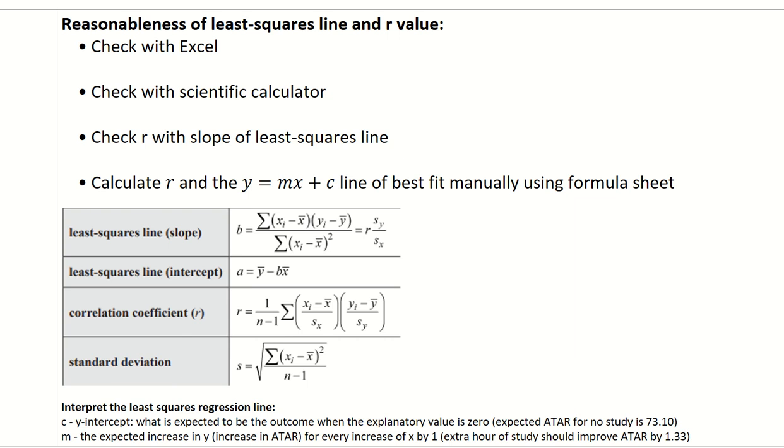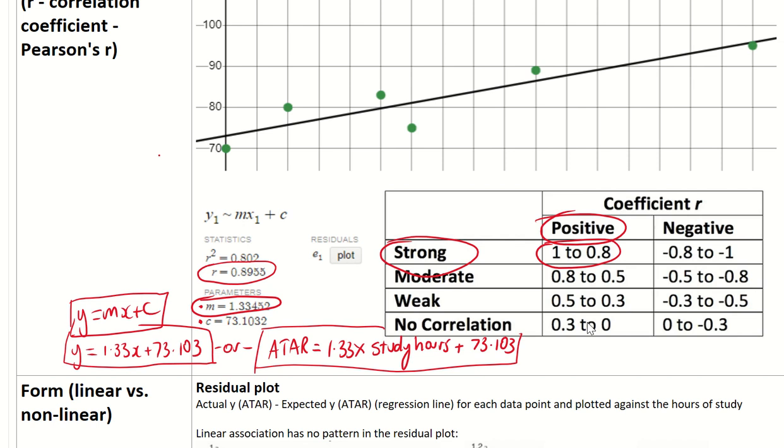Now let's have a look at the form. The way that we're going to determine the form is through a residual plot, where we're going to look at the actual ATAR, subtract the expected ATAR for each point, and plot it against the hours of study. So effectively, from this scatter plot that we have, we're looking, hey, this point's a little bit below our least squared line, this point's a little bit above, this is a bit above, this is a bit below, a bit above, measuring all those distances and plotting it against the number of hours that each person studied.